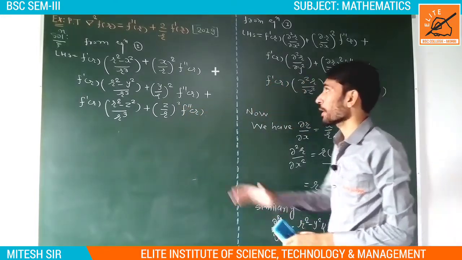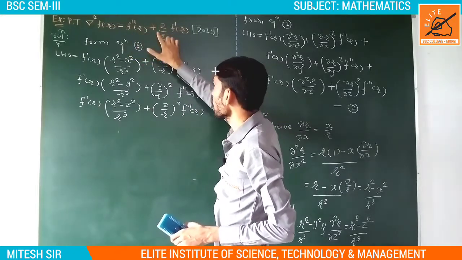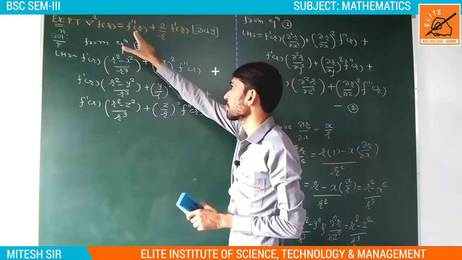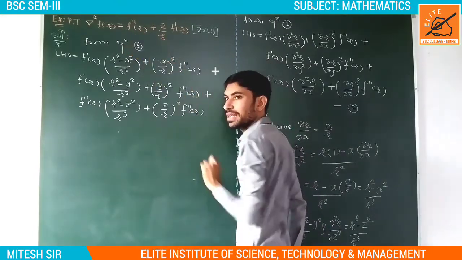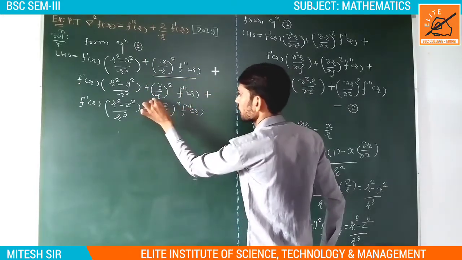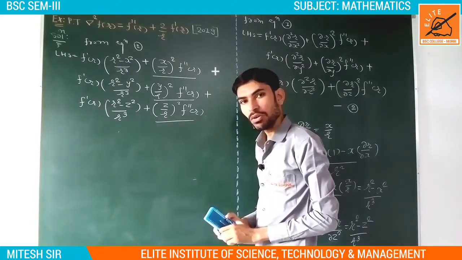Now observe our RHS portion. We want the f double dash r plus 2 upon r f dash r. So first of all here we collect all the terms of the f dash r. મિત્રો આપણે RHSમાં જોઈએ છે f double dash r, તો એ આપણને ક્યાંથી મળશે? ના ઓબ્ઝર્વ ધીસ ટર્મ. આ જે ત્રણ ટર્મ્સ છે એમાંથી f double dash r આપણે કોમન લેશું.